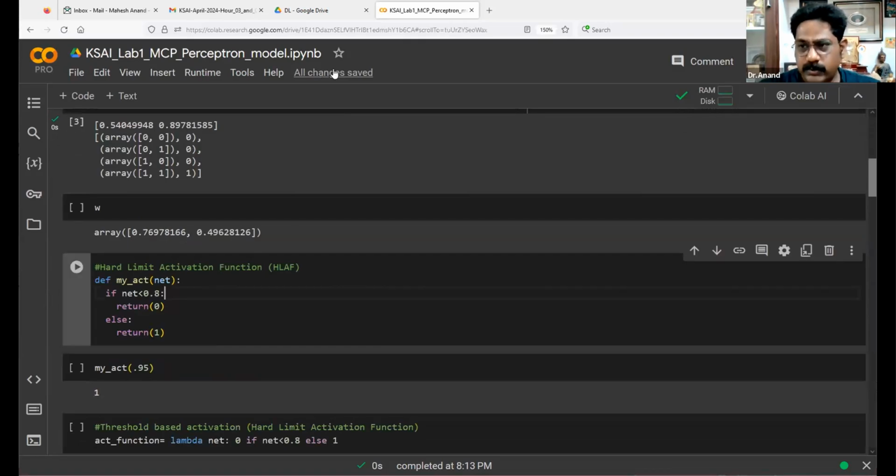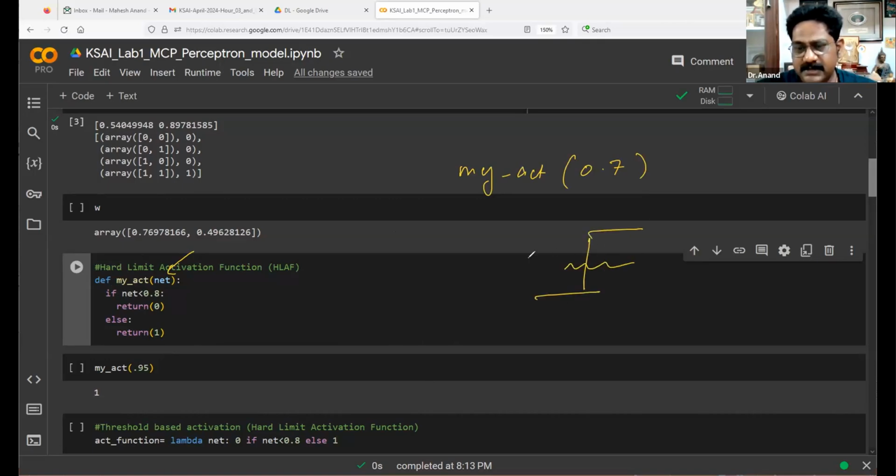The next step is to define the hard limit activation function, a simple threshold-based activation function. This is the traditional way. How do you write a function in Python? A user defined function starts with the def keyword. This function is going to receive the net value. You call the function, hey, my act: if my net value is 0.7, what is the output? The score is below the threshold, isn't it? What is my threshold? I have set 1.25. 0.75 is below the threshold, so it is going to give 0.